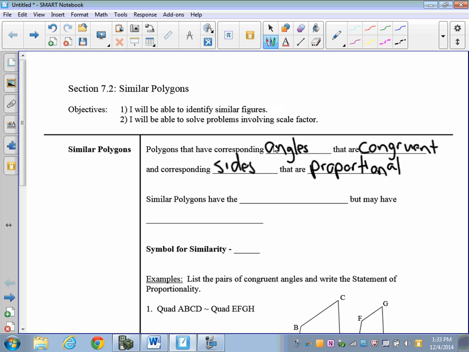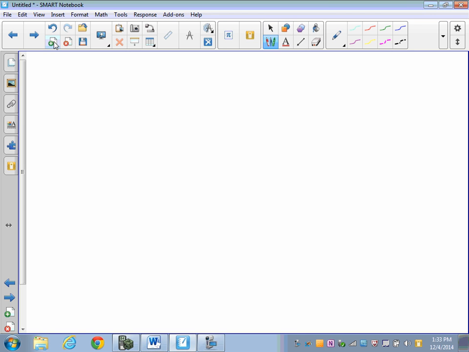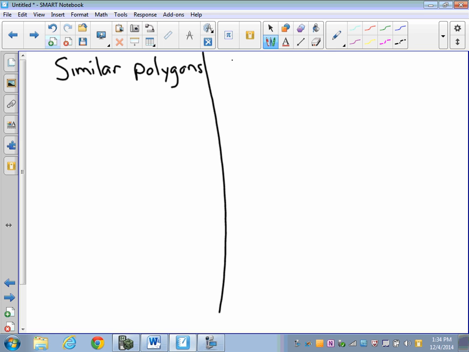Similar polygons have the same shape but may have different sizes. And our symbol for similarity is a tilde. So similar polygons aren't too different from congruent polygons.